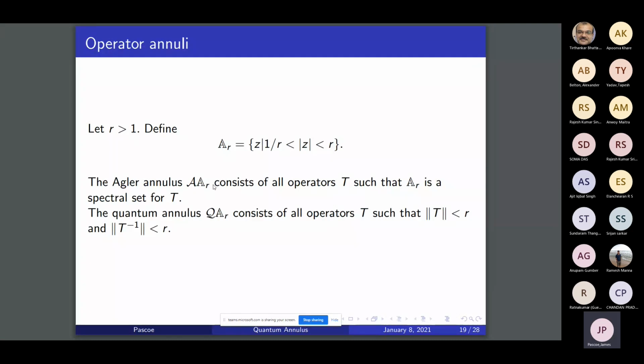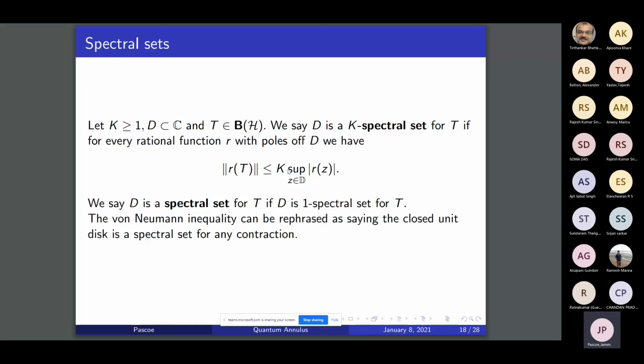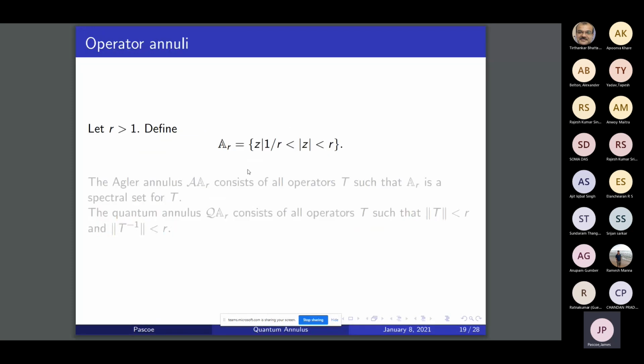But this AR is a spectral set for this quantum annulus. And we know that the constant K in the definition of K-spectral set has to be at least 2 in the case of the quantum annulus to use this annulus as a spectral set.